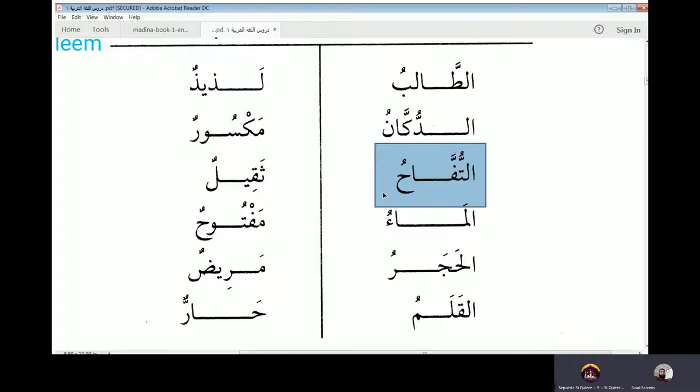At-tufahu. The apple is tasty. The what? The apple is tasty. Okay, at-tufahu, tasty. At-tufahu ladhidhun, the apple is tasty.